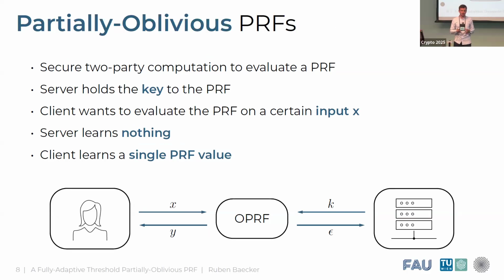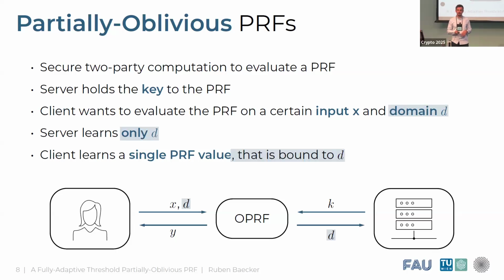So the difference to a partially oblivious pseudorandom function is that we introduce a public domain to the input. So now we have the input that stays private, and additionally, part of the input is public, the domain. That domain is explicitly leaked to the server. And now we want the client to learn a single PRF value per interaction with the server that is bound to that domain.